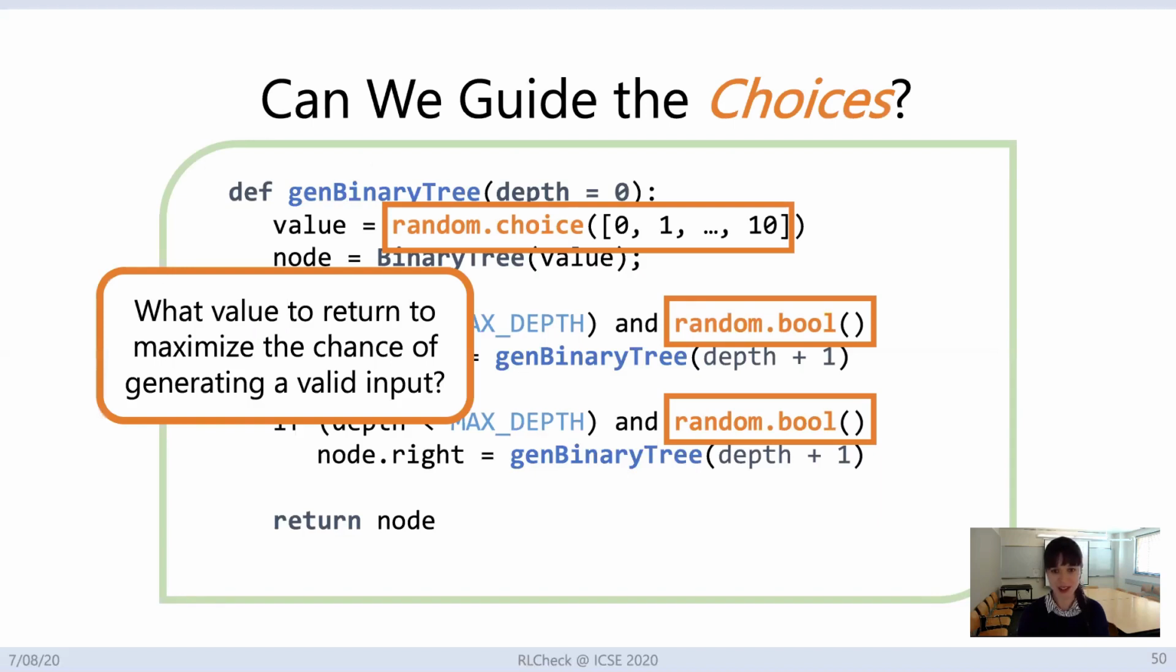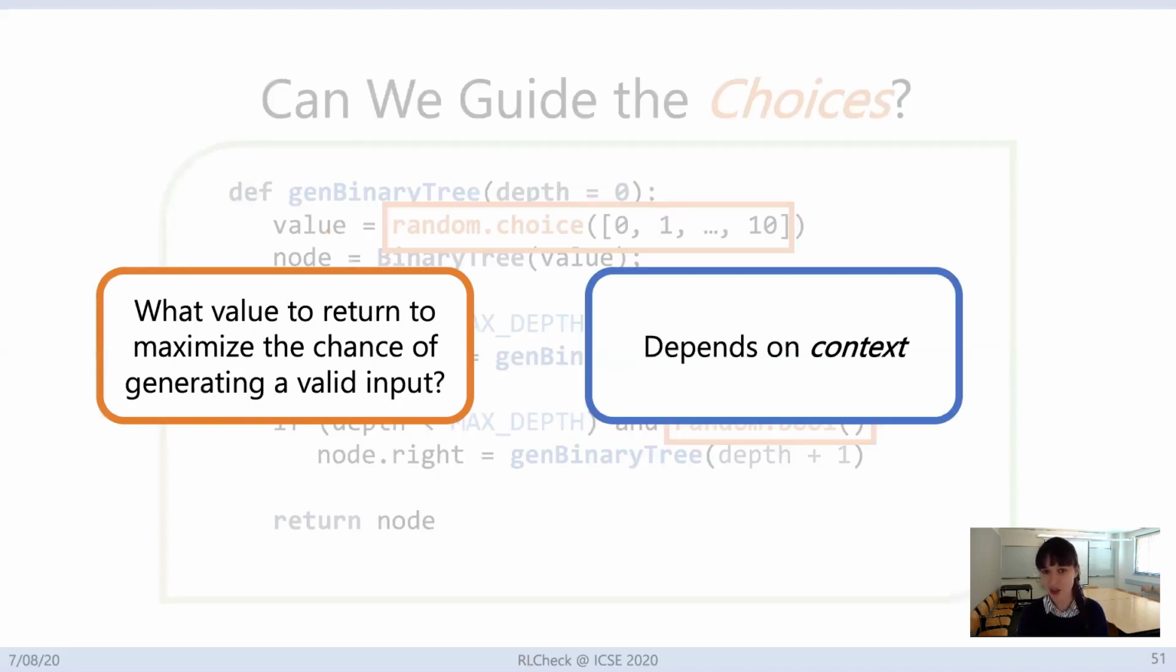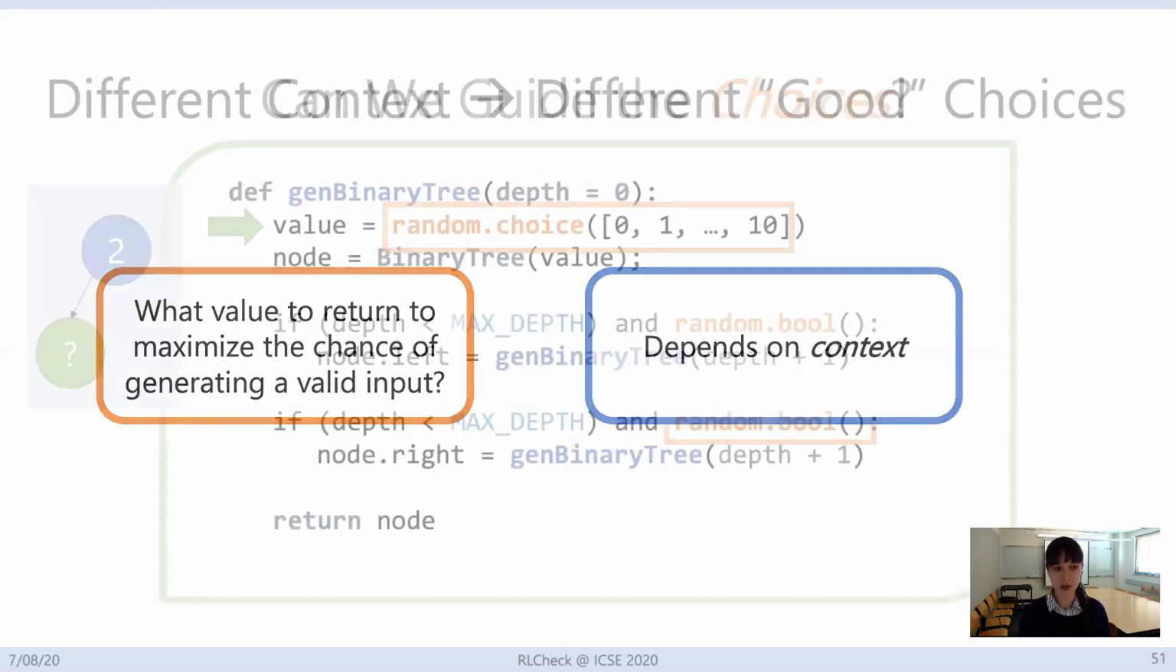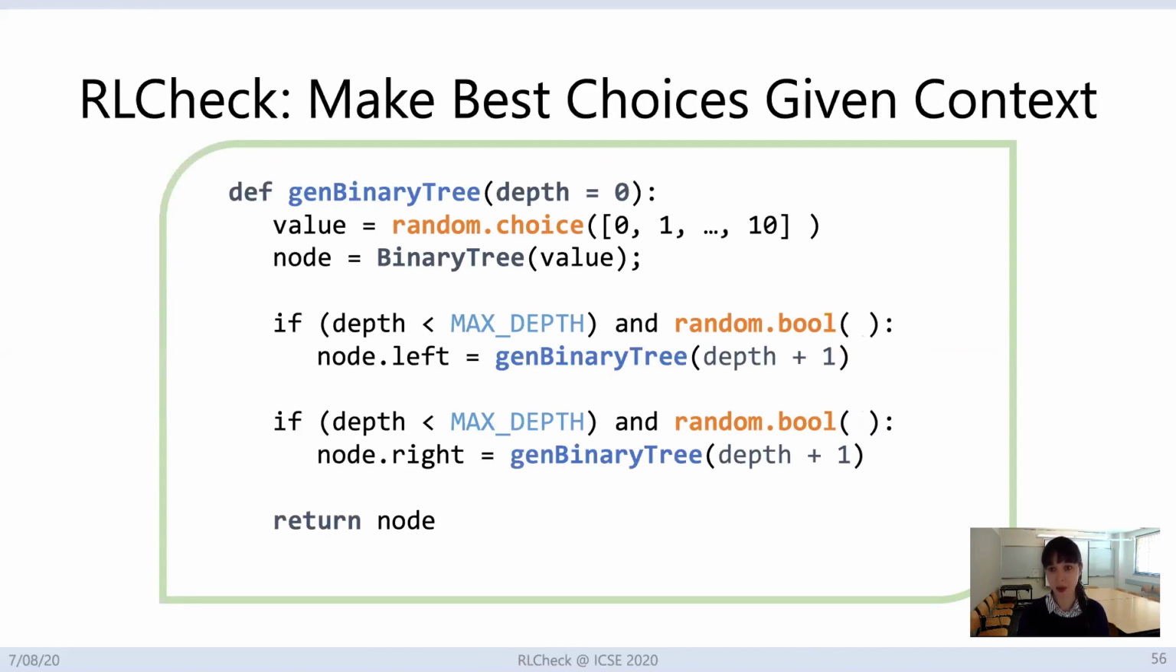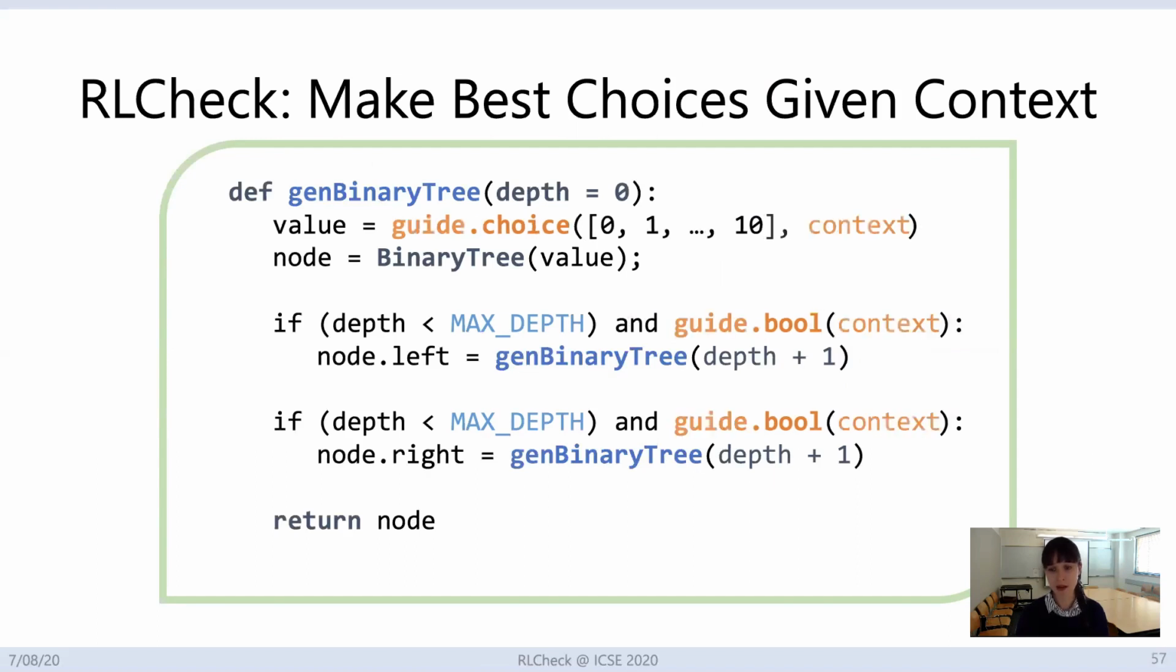Now, of course, the best choice depends on the context of that choice, right? 0 and 1 are good choices if you're the left child of the 2, but not if you're the right child of the 2, or if you're the left child of a 7, which is the right child of a 2. So really, RLCheck is also going to have to solve a problem where it's making the best choice given some context. I don't have time to go into what exactly context is here, but you can basically think of it as an abstraction of the prior choices made by the generator.